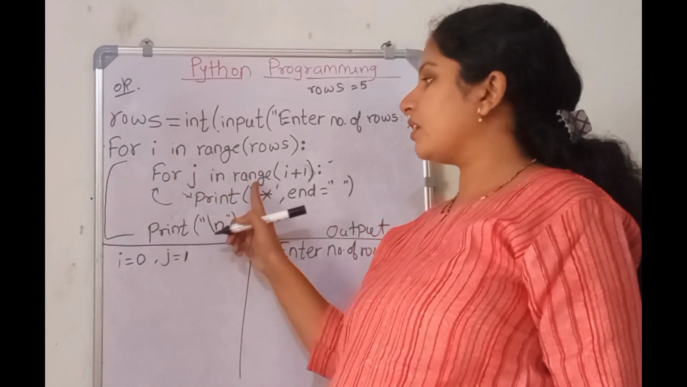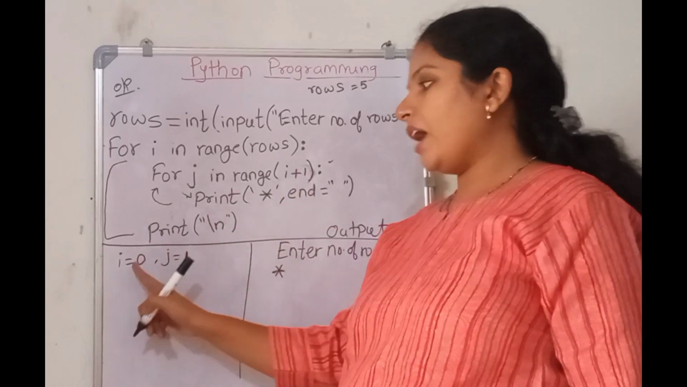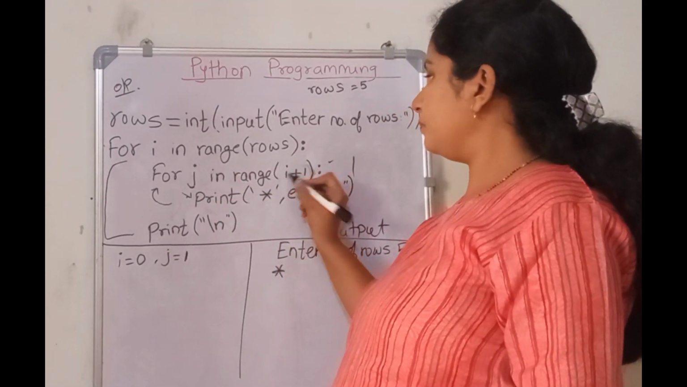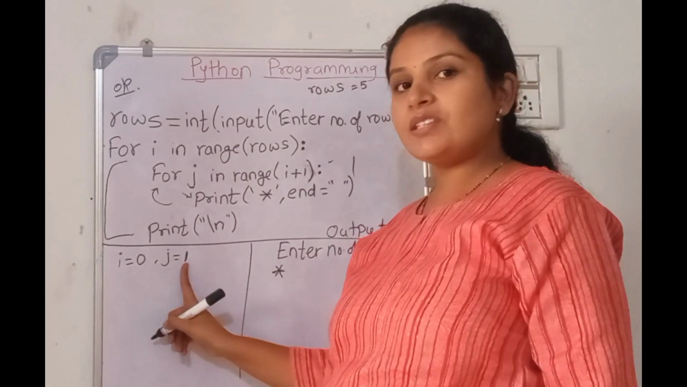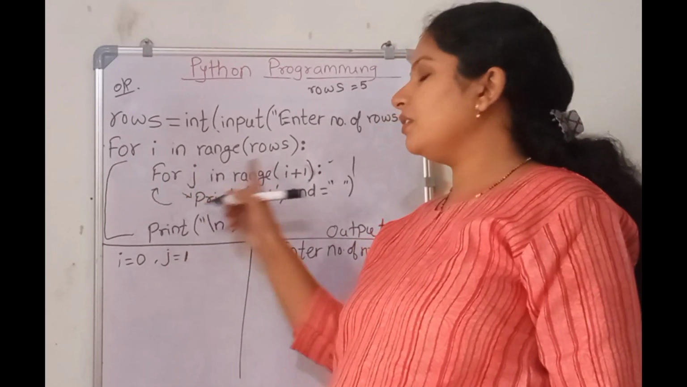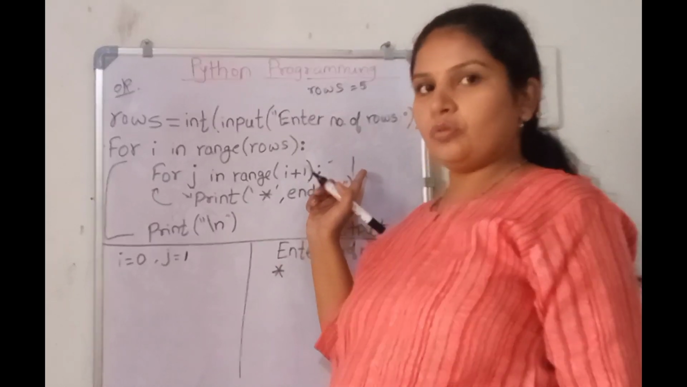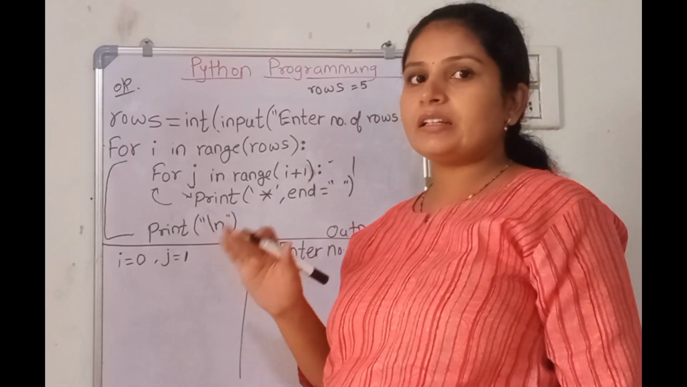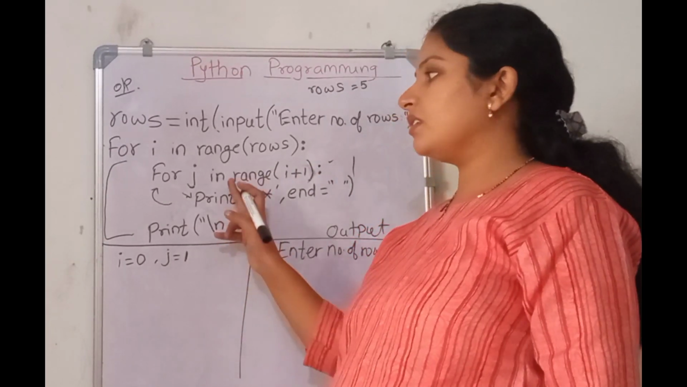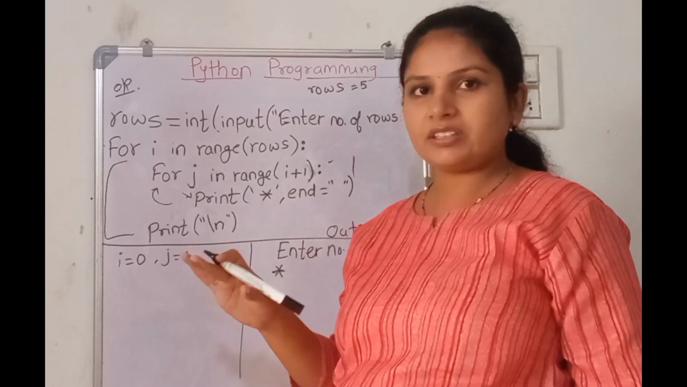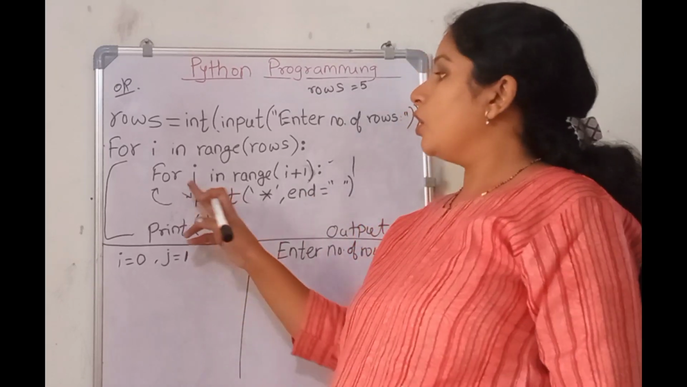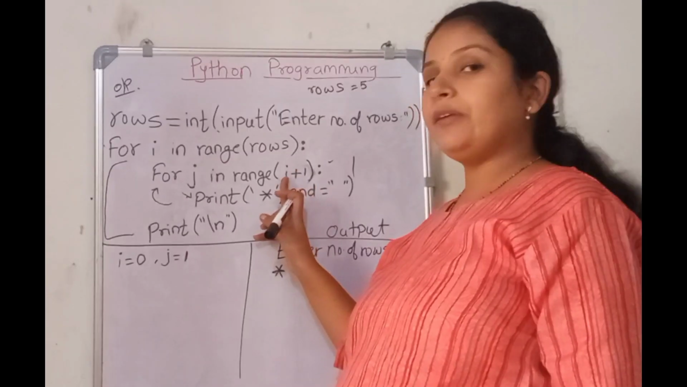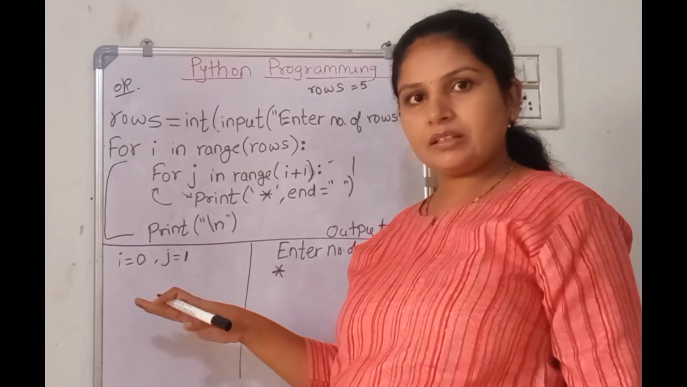For j in range i plus 1, i value is 0, i plus 1 is 1, j value is 1. Is 1 less than 1? No, both are equal and this is the end limit. We should not consider the end limit. That means this condition is false, not satisfied right now, right? So here your j value will be 1 and your end limit is also 1. We are not considering the end limit.